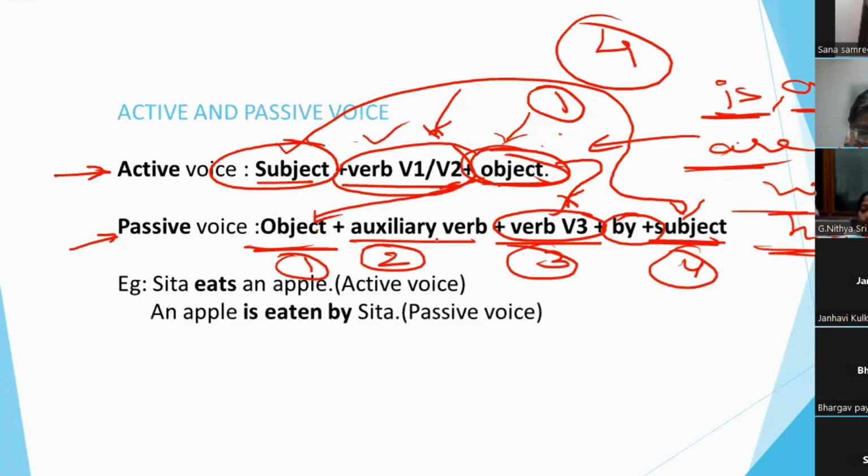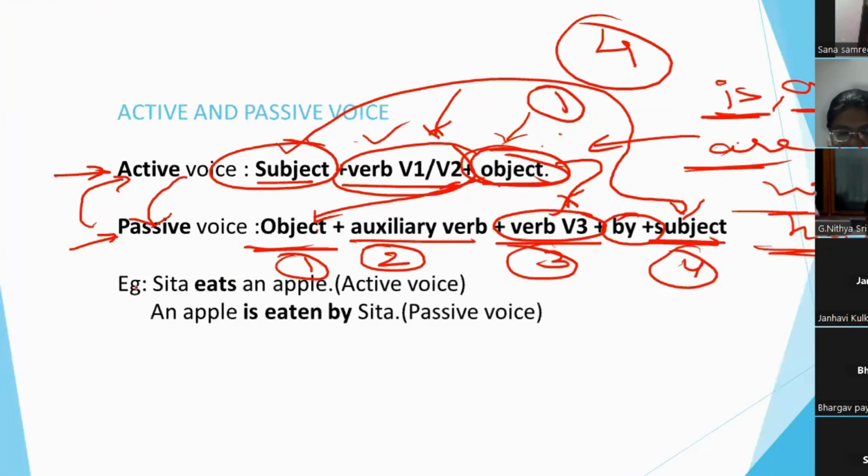Then how should we change passive voice into active voice? In the same way, like how we are converting active voice into passive voice, the same rules you have to follow back. If you have the auxiliary verb like is, are, was, or were, then you have to understand that it is in the passive voice and you have to convert that into the active voice. Okay, understood? Yes, ma'am. Okay.